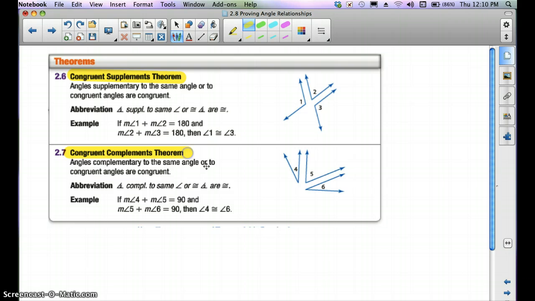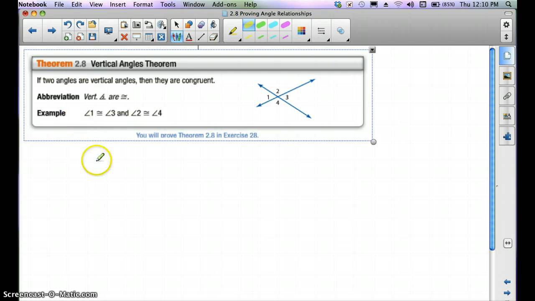Same thing with the complements theorem, congruent complements. If you have two angles that equal 90 and that angle plus another angle equals 90, then you could say those two angles are congruent that are not the same angle. And we have the vertical angles theorem. We've been using this before. Vertical angles are congruent. You could say that as well. So 2 and 4 are congruent, and 1 and 3 are congruent.